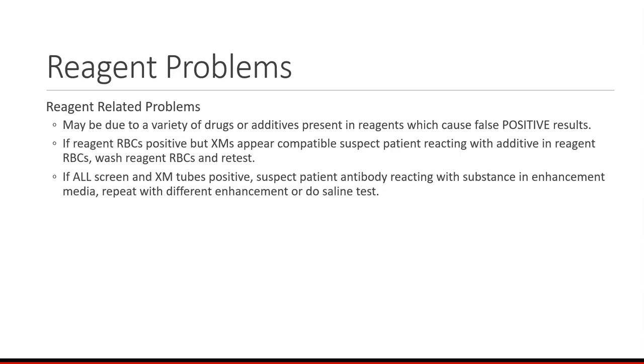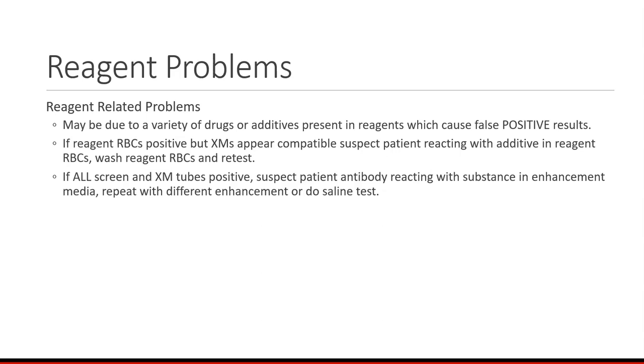So these, and again, we're talking, in my professional life of over 35 years, I've seen one in which this was an issue. If reagent red cells are positive but the cross matches appear compatible, suspect the patient reacting with an additive in the reagent red cells. This is a simple solution. You just wash the reagent red cells and retest. If you get negative reactions, there you go.